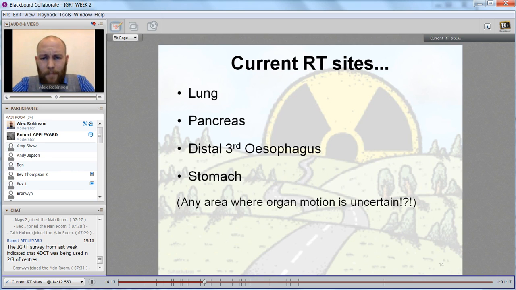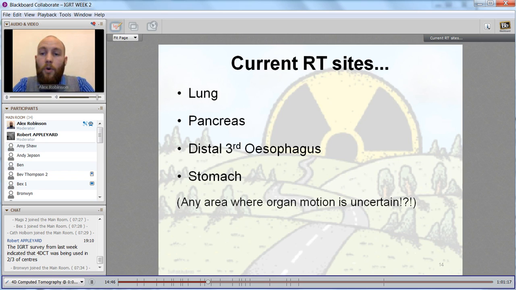So the current sites that most departments are now using this on, that have the option, predominantly is lung. We can clearly see that because the lung sits superior to the diaphragm, this contraction and relaxation of our diaphragm causes our lungs to move quite a lot. So there's that uncertainty. We also have the pancreas for the same reason, that it's inferior to the diaphragm, our distal third esophagus, and any stomach or lymphomas of the lining of the stomach that we may treat with radiotherapy.